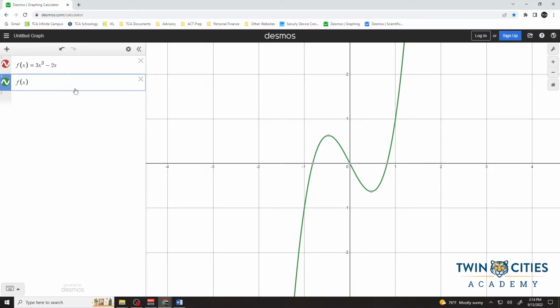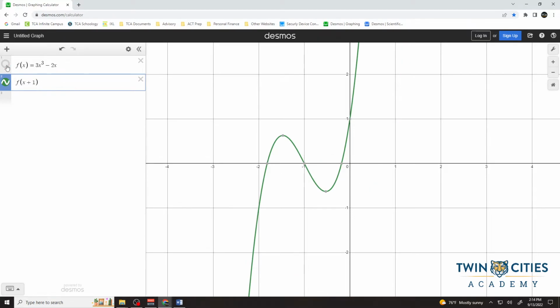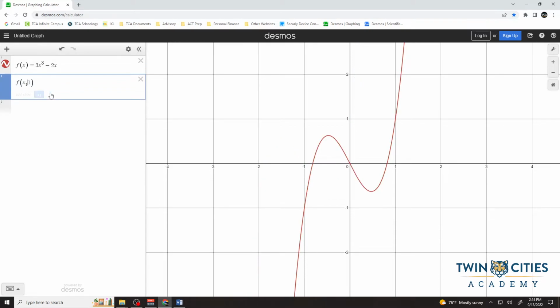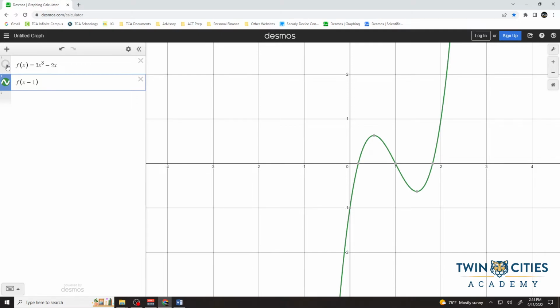If I add or subtract to the x, so plus, say, 1, it moved it to the left 1. Here, let me turn this one off so it's a little bit easier to see. So there it is on, there off. Okay, and whereas if I subtract 1, that moves it to the right. So again, I'll turn this off so we can see it a little bit easier. Turn it back on. The green one is basically the red one moved over to the right.